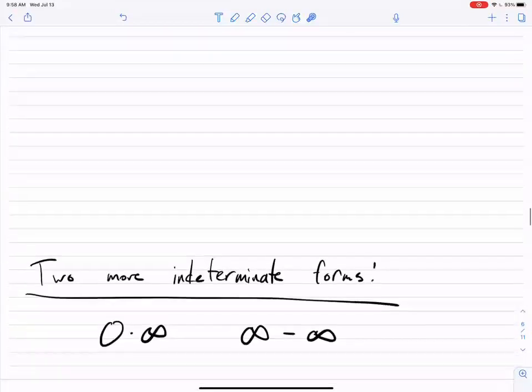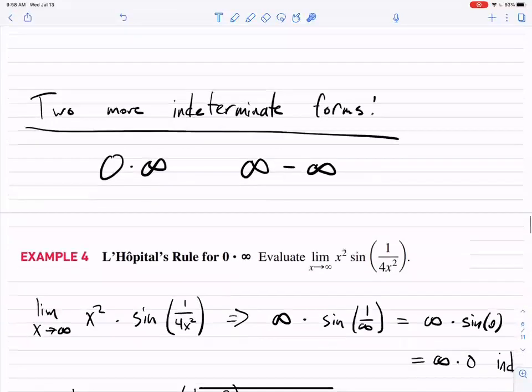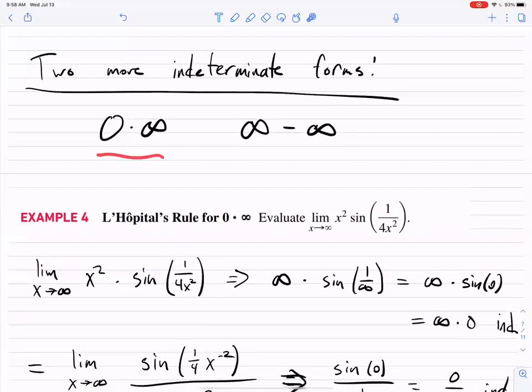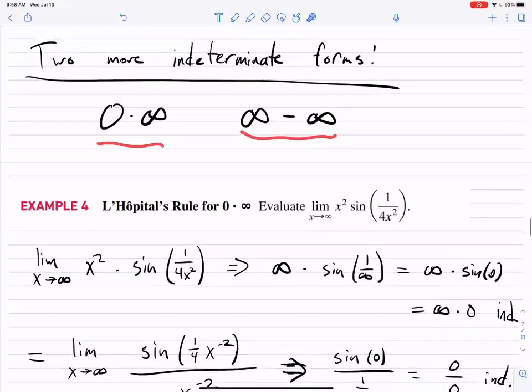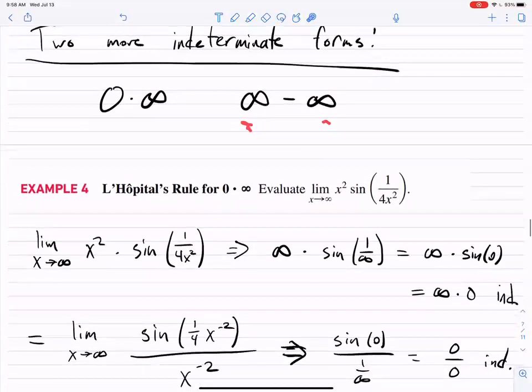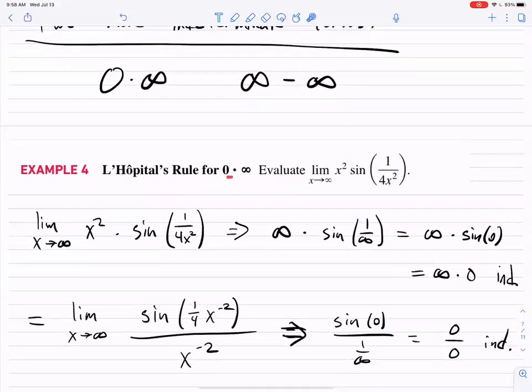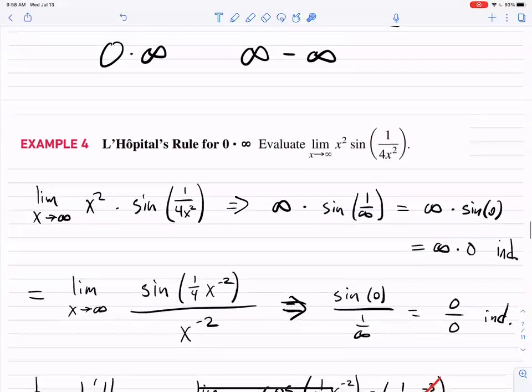Okay, let's talk about two more indeterminate forms. So 0 times infinity and infinity minus infinity. So these are indeterminate because when you try and evaluate that, we don't know what's going to win, 0 or infinity, and we don't know what's going to win here. Is that infinity bigger or is that infinity bigger? And so when we have 0 times infinity, we have to do some special stuff.